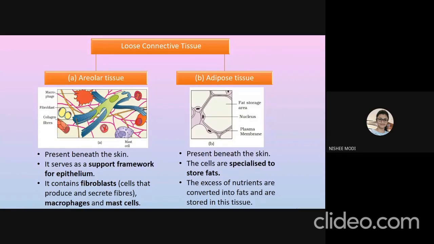And in adipose tissue, the cells are specialized to store fats. So when there is an excessive amount of nutrients, it will be converted into fats and stored in this adipose tissue. One nucleus and plasma membrane is also there.